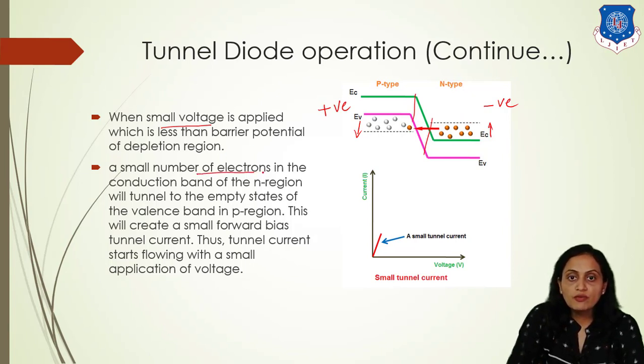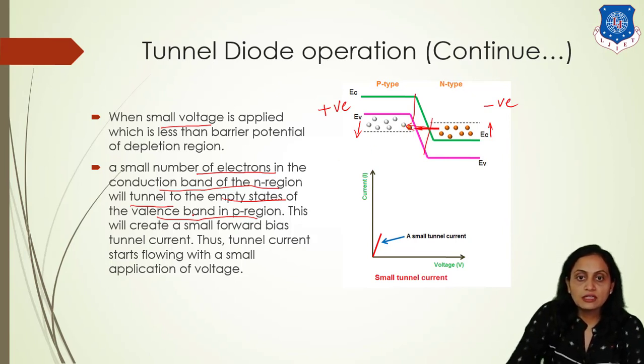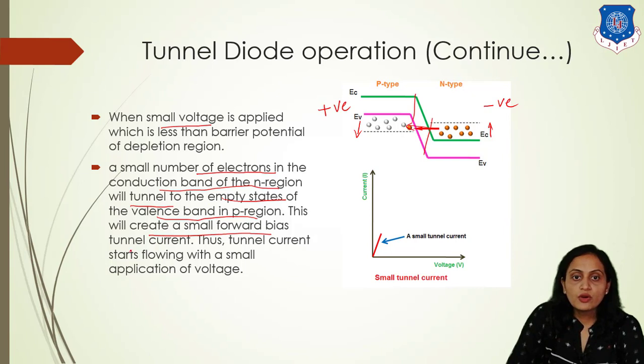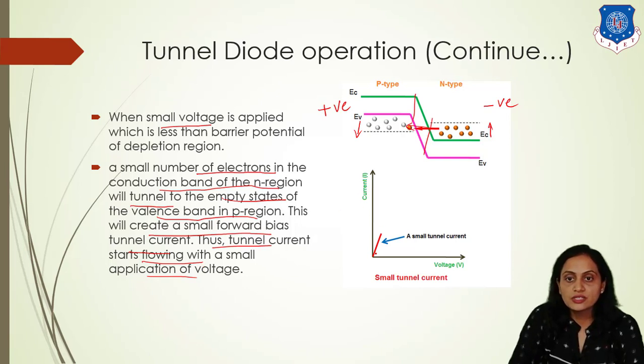A small number of electrons in the conduction band of the n-type material will tunnel into the empty states of the valence band in the p-type material. So a small number of electrons will start tunneling and occupy the empty space in the p-type material, which creates a small forward bias current, and this is called the tunnel current. Thus the tunnel current starts flowing with a small application of voltage. With a very small increase in the voltage, you find the current also increases, and this is the tunnel current.